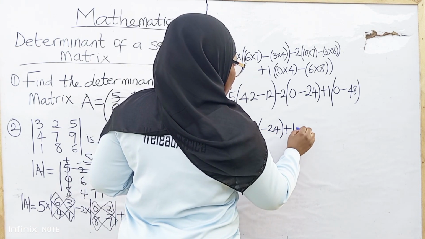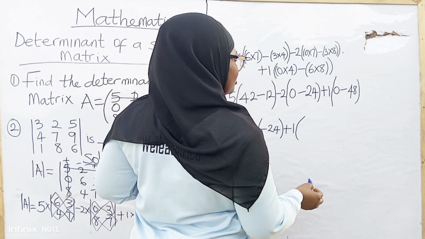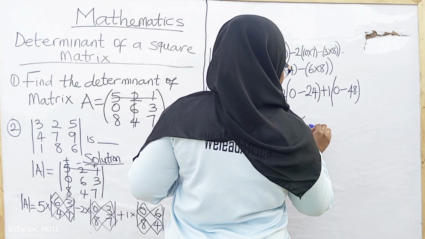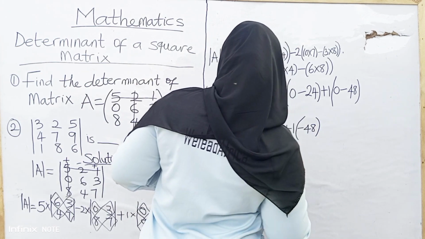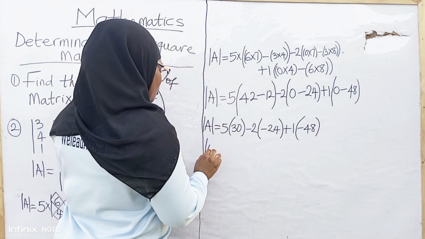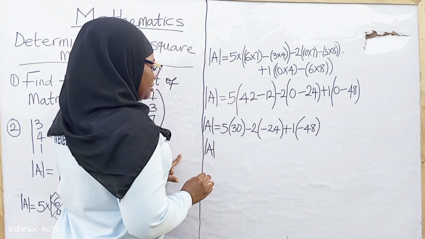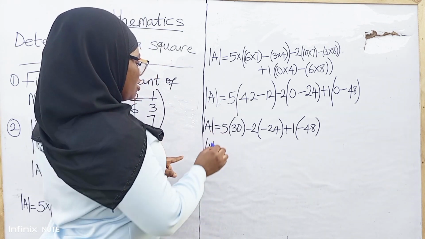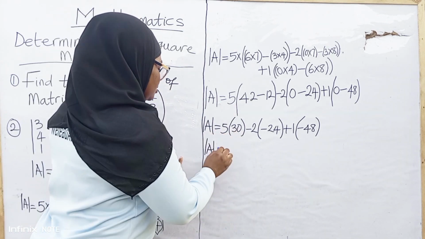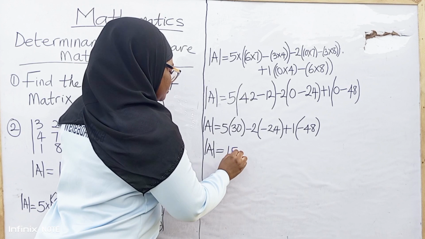Plus 1. 0 minus 48 is minus 48. So the absolute value of A, that is the determinant of A, would be equal to 5 times 30, 150.